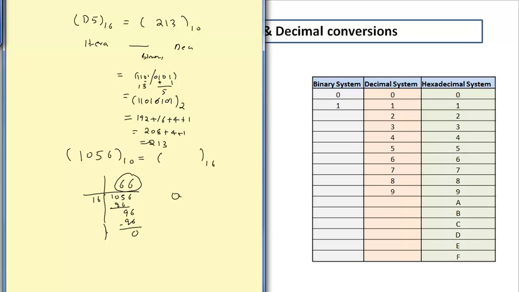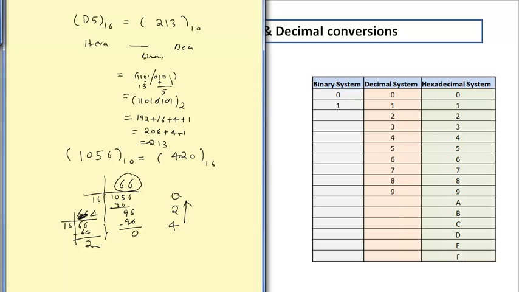So I will take the 0 here, and now I'll start dividing the 66 by 16. So I get a 4 for the 64, I get a 2 remainder. Again, I'll put the remainder here. And that 4 is not divisible by 16, so I'm going to put the 4 as it is. I'm going to go upwards. So 1056 in decimal is 420 in hexa.